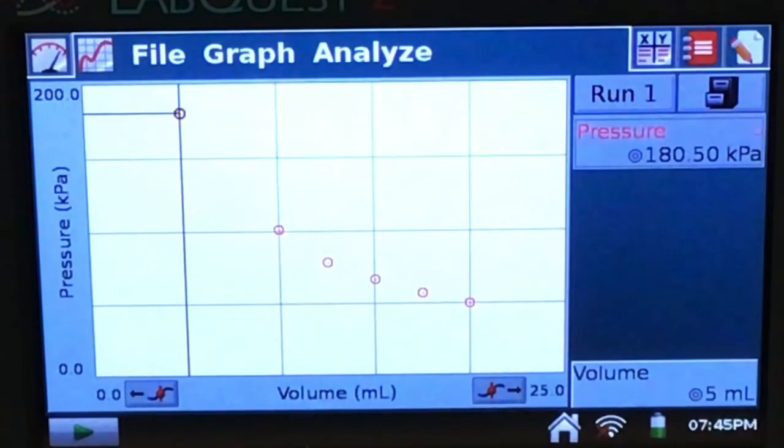This is a graph off of the LabQuest, and you see that it is a slightly curved line. And if we do analysis on this, we will find that this is a curve fit that is an inverse proportionality. And so if we raise the volume to the -1 power, which would be 1 over, then we would get this type of fit.